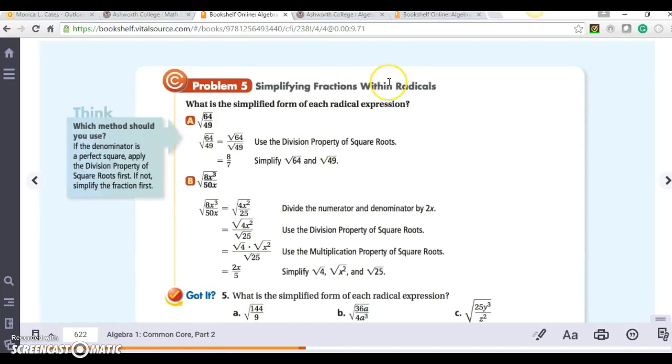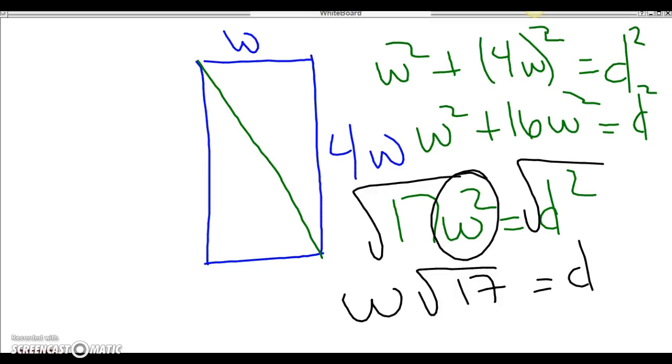All right, so we have simplifying fractions with radicals. So we have square root of 64 over the square root of 49. And that's really easy because these are both perfect squares. So I have the square root of 64 divided by the square root of 49. The square root of 64 is 8, the square root of 49 is 7. Let's look at the other one.